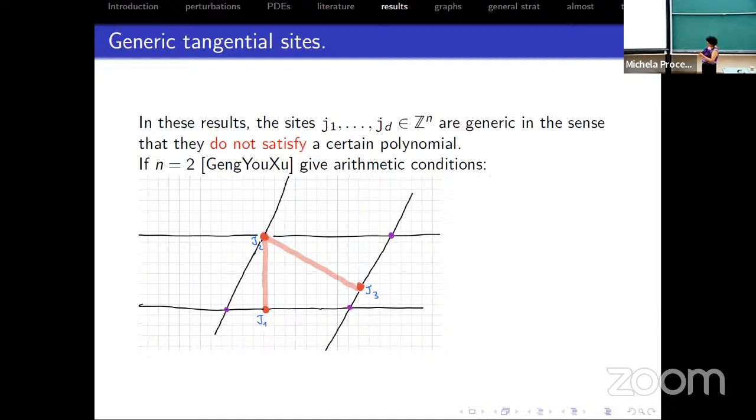Okay, now I drew just 2 segments. Then you go and look at the intersection points, which generically should be there. And you ask that these intersection points should not be integers. Okay, this is the condition that you want.